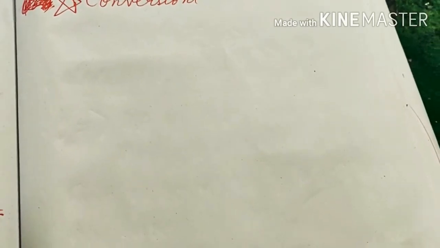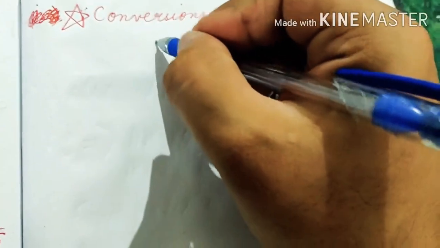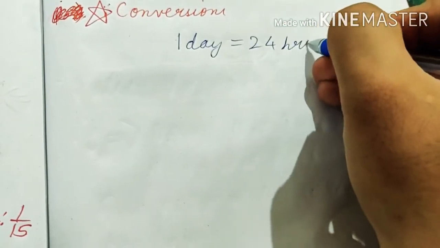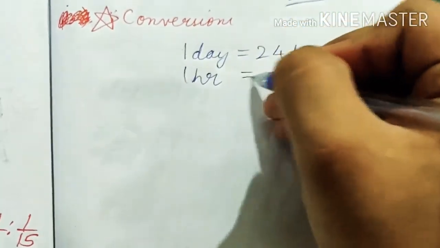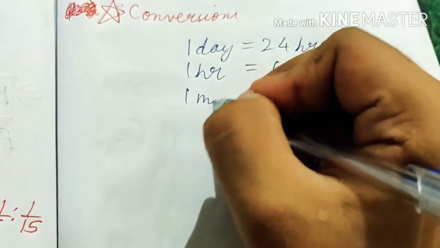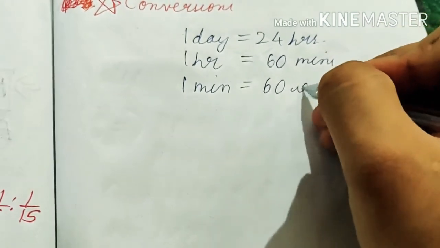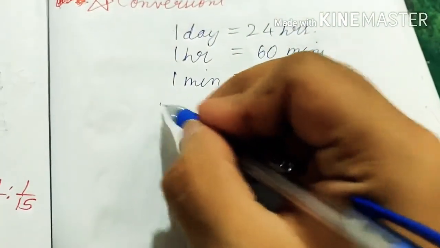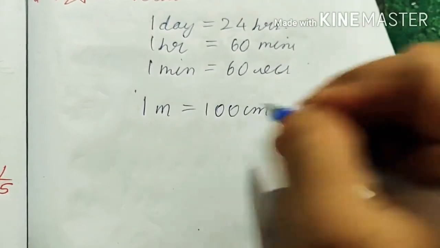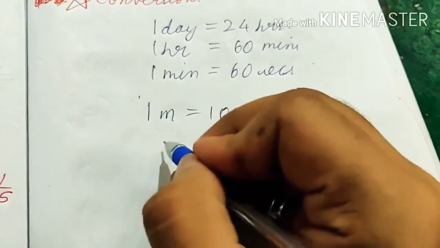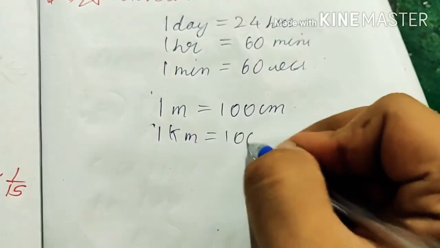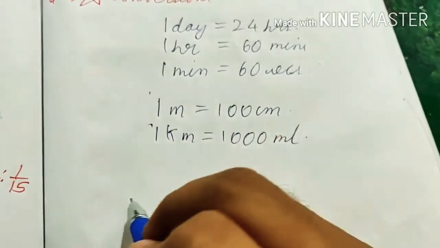Here are a few conversions. 1 day can be written as 24 hours. 1 hour can be written as 60 minutes. 1 minute can be written as 60 seconds. 1 meter equals 100 centimeters. And 1 kilometer equals 1000 meters.